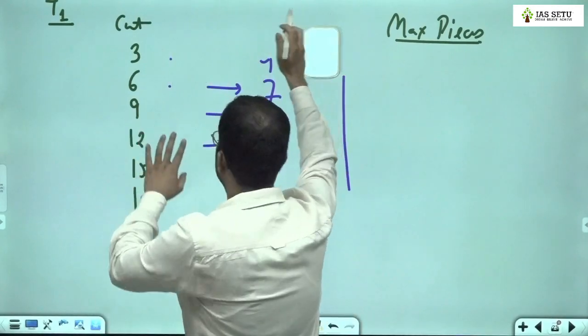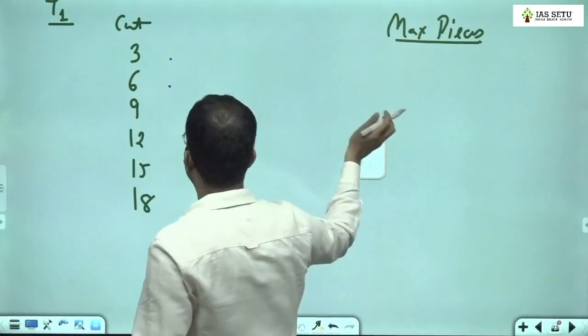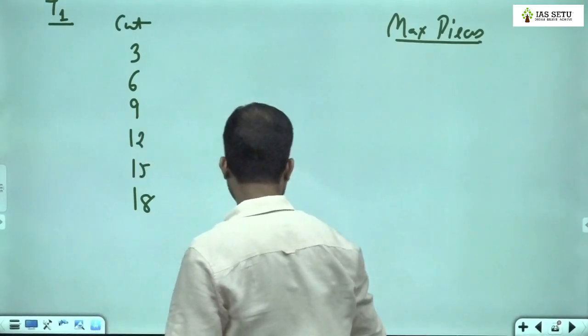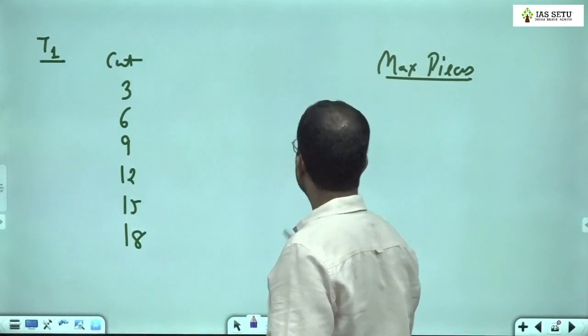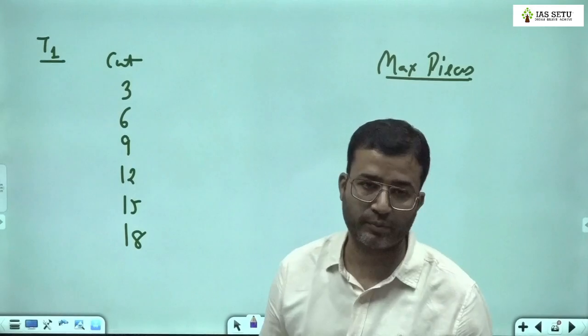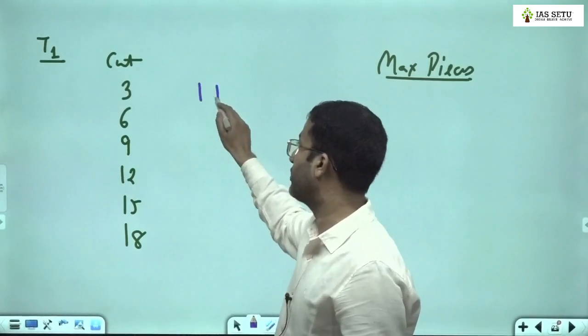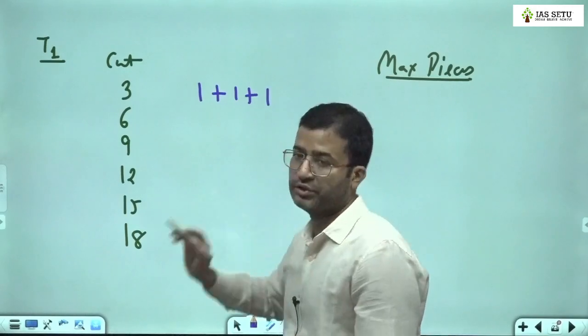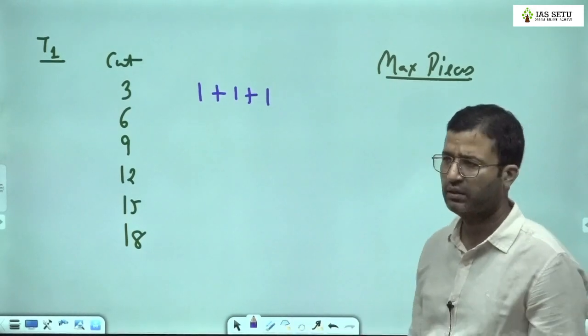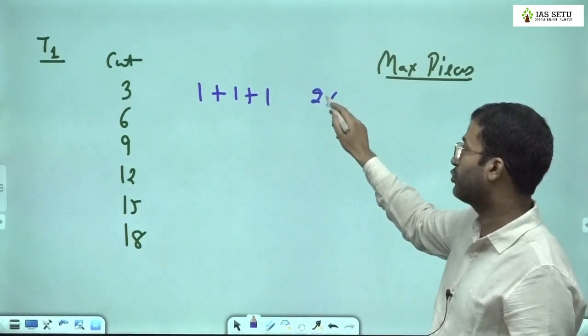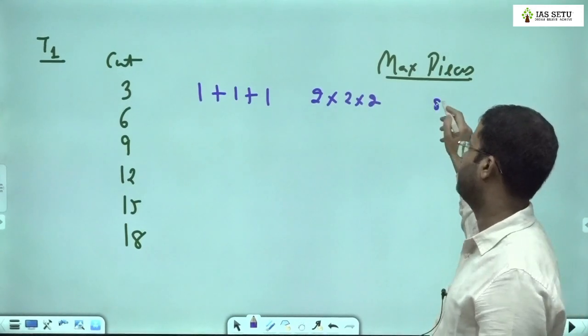Maximum first 2 values I will solve for. How you distribute 3 cuts so that we get maximum number of pieces? 1 plus 1 plus 1. 1 cut on X, 1 cut on Y, 1 cut on Z. Very simple. So you get 2 into 2 into 2, 8.